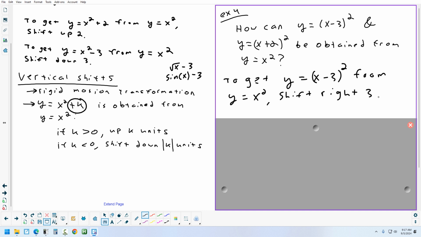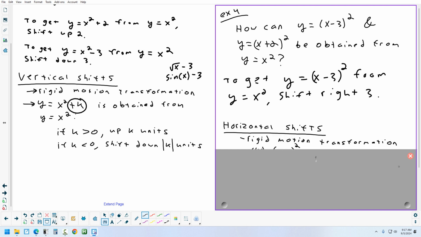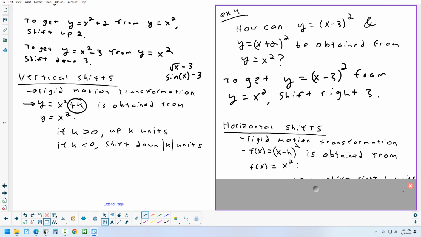Okay, I'm not going to write the other one. I'm just going to ask you guys, how do you think you'd get y equals x plus 2 squared? Shift it left. Yep, you would shift left 2. So these are examples of horizontal shifts. Again, rigid motion doesn't do any kind of stretching or distorting. But it's backwards from what you would think, like on a number line, in terms of what the plus and what the minus do.